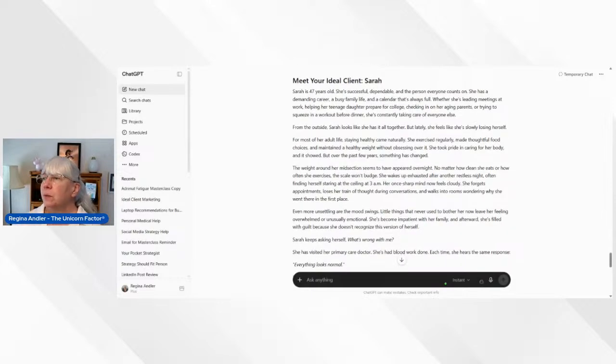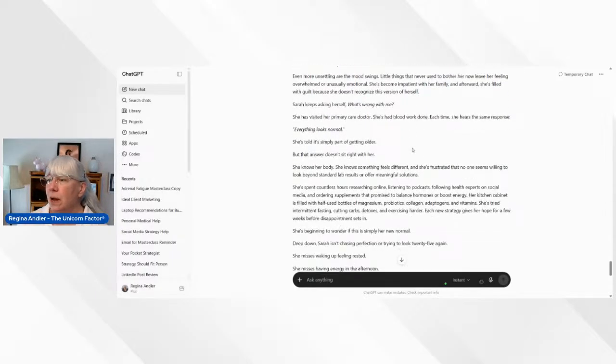Sarah is 47 years old, successful, dependable, the person everyone counts on. She has a demanding career, a busy family life, and a calendar that's always full. Whether she's leading meetings at work or helping her teenage daughter prepare for college, checking in on her aging adults, or trying to squeeze in a workout before dinner, she's constantly taking care of everyone else. From the outside, she looks like she has it all together, but lately she feels like she's slowly losing herself.